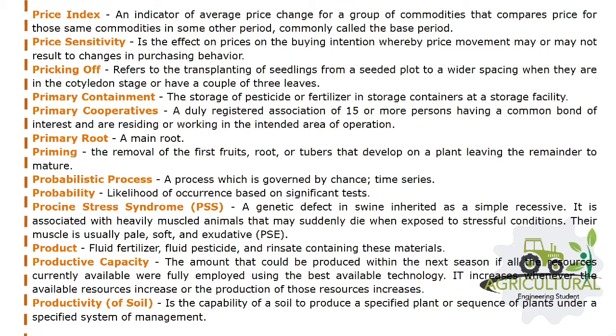Primary containment, the storage of pesticide or fertilizer in storage containers at a storage facility. Primary cooperatives, a duly registered association of 15 or more persons having a common bond of interest and residing or working in the intended area of operation. Primary root, a main root. Priming, the removal of the first fruits, roots, or tubers that develop on a plant, leaving the remainder to mature.